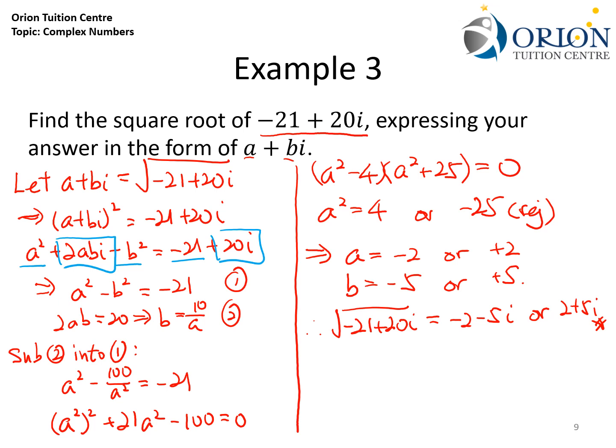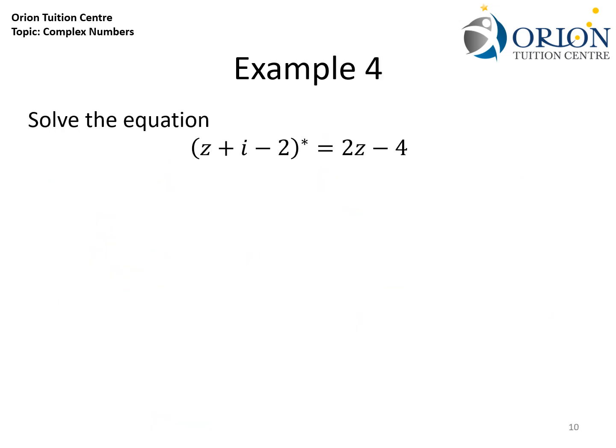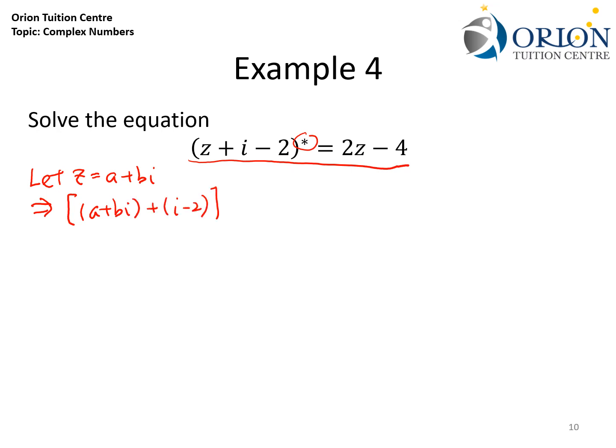And that's it. In example 4, we have to solve this equation for z, but we cannot do so directly because there is the conjugate term over here, which makes it more complicated. So what we have to do for this kind of question is to let the complex number we want to solve be a plus bi and do a substitution. So therefore, we will have (a plus bi plus i minus 2) whole thing star equals 2 times (a plus bi) minus 4. And we try to simplify everything first and see what happens.